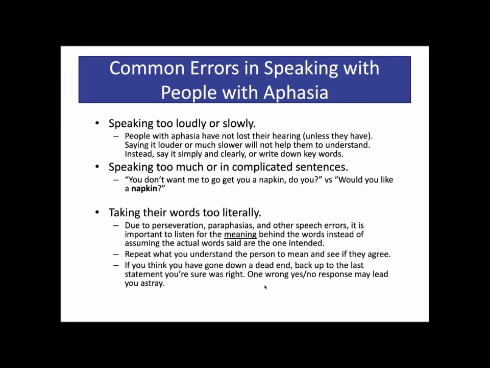When you're speaking with someone with aphasia, beware of speaking too loudly or too slowly. So most people with aphasia have not lost their hearing, unless they do have a hearing impairment. So saying something louder or much slower will not help them understand. Instead, say it simply, say it clearly, and write down the key words. You could probably hear when I started speaking slowly, it sounded distorted. We don't speak that way. So keep it normal, but clear and simple.